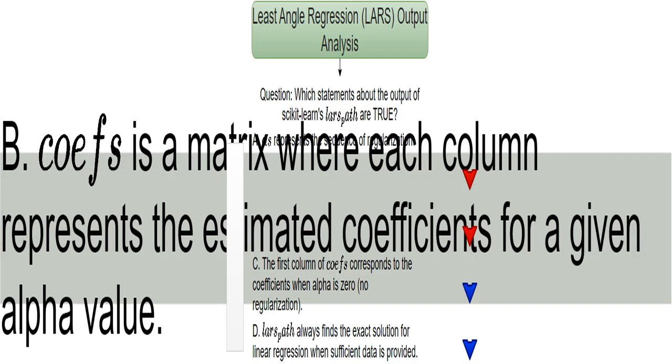The *cofs* output is a collection of coefficient estimates. Each column represents the estimated coefficients for a given alpha value from the *alphas* list. It's like a time lapse of the coefficient values. Each column shows you how the coefficients changed as we decreased the regularization, alpha.